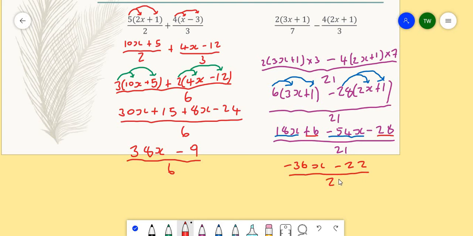At this stage, we cannot combine or simplify the numerator any further because we have two different terms. They are not the same thing. So the fraction here is already in its lowest form.